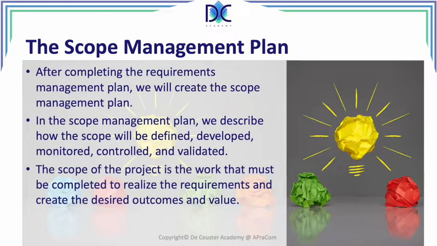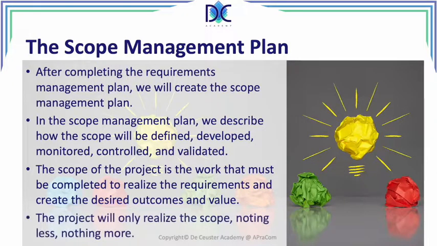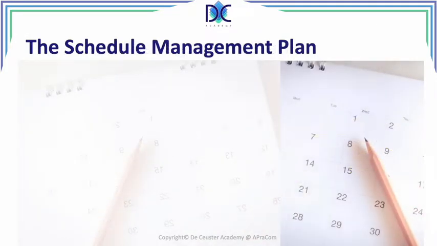The scope of the project is, and I repeat it again, the work that must be completed to realize the requirements and create the desired outcomes and value. The project will only realize the scope, nothing less, nothing more. So the scope is defined here. It says what will be completed during the project, and we only complete the things that are defined and part of the approved scope.